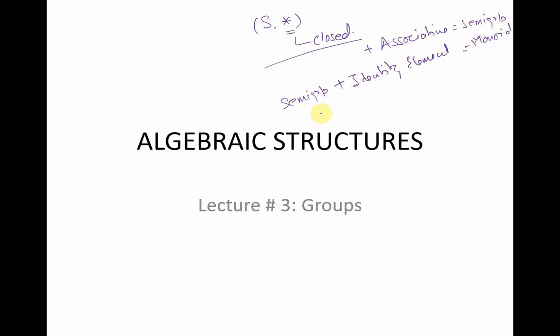We discussed in the last session that if a monoid is such that every element has an inverse element, inverse of every element, then we say that this is a group. So today we'll talk about certain properties, certain theorems that have been defined on groups.